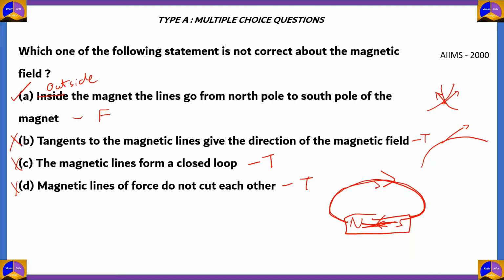So if the north to south direction is taken by the magnetic field line outside the magnet, then inside it has to be south to north. So option A, inside the magnet, the lines go from north to south of the magnet, is false. The statement is false, so the option becomes correct. Remember, the question is asking us for the incorrect statement.